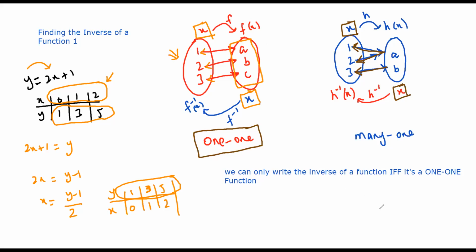Okay. Now let me give you some examples here. Now, suppose you have a function f of x. Let me have it in completed square form. This is x minus 2 whole squared plus 3. And your domain is all real values. Okay. Now, can we have the inverse of this function?